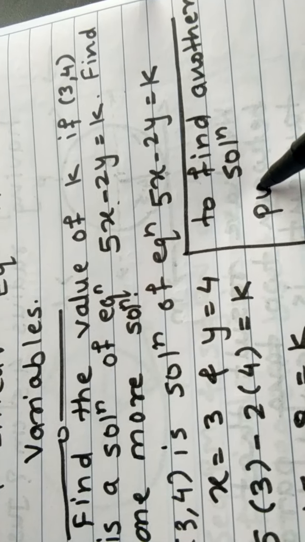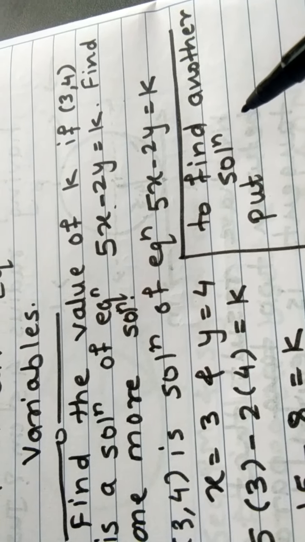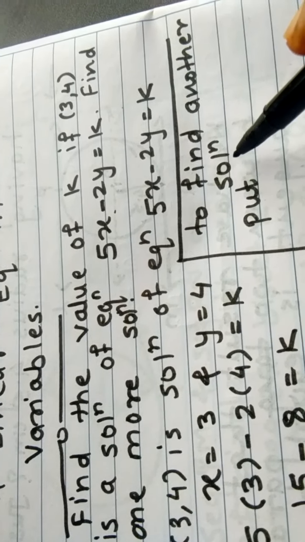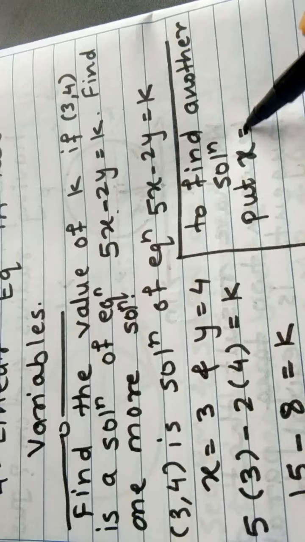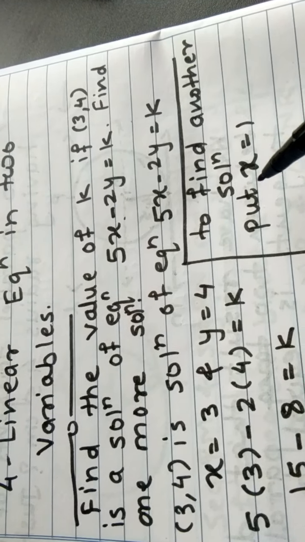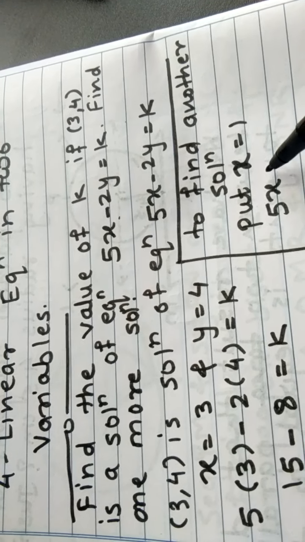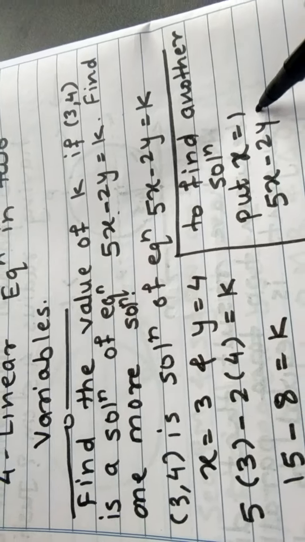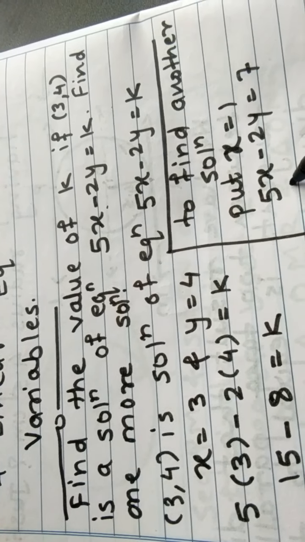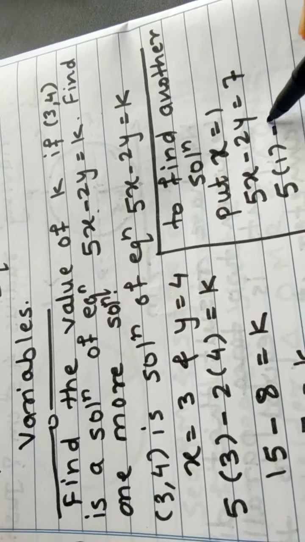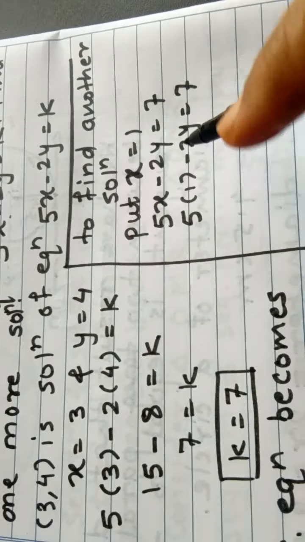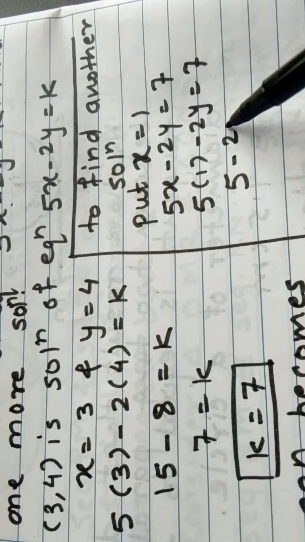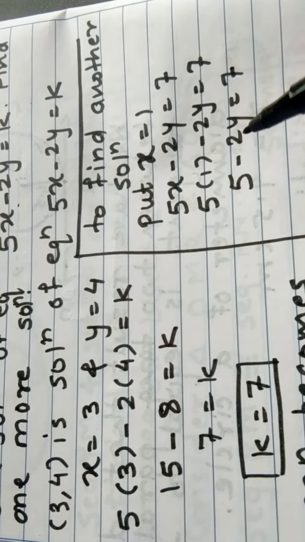Now take any value to find another solution. Put x is equal to any simple value you can take. Put x is equal to 1. We can find the value of y. Write the equation 5x minus 2y is equal to 7. 5 into 1 minus 2y is equal to 7. 5 into 1, 5, minus 2y equal to 7.